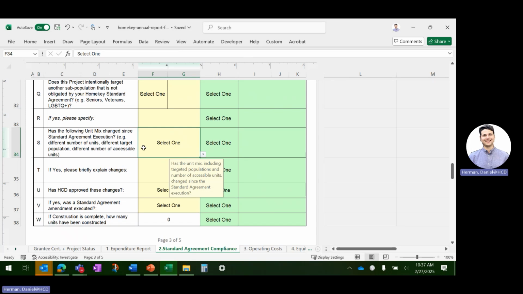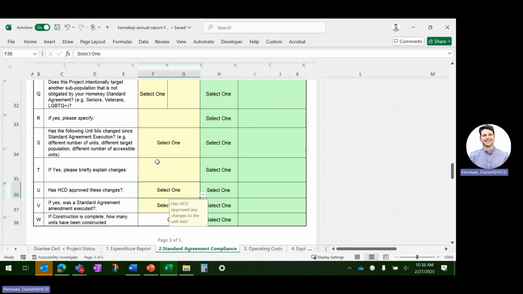So, have the number of units changed? Are different target populations served? Are there different number of accessible units? If any of that has changed since the standard agreement execution, please select yes to question S. And if that is the case, in question T, please describe what those changes are. And then in question U, please select whether or not HCD has approved of these changes.